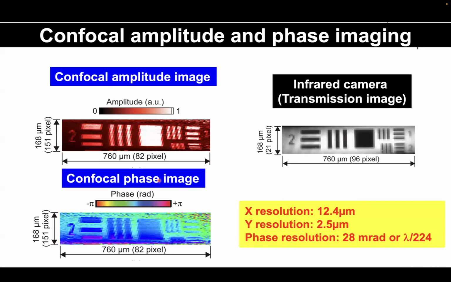On the other hand, the phase image contrast is caused by the thickness of the pattern coating, and the difference of complex refractive index between the coating area and the glass. The spatial resolutions for these images were 12.4 micrometers for X and 2.5 micrometers for Y dimensions. Also, the phase resolution was 28 milliradian, which is less than 1% of the wavelength.